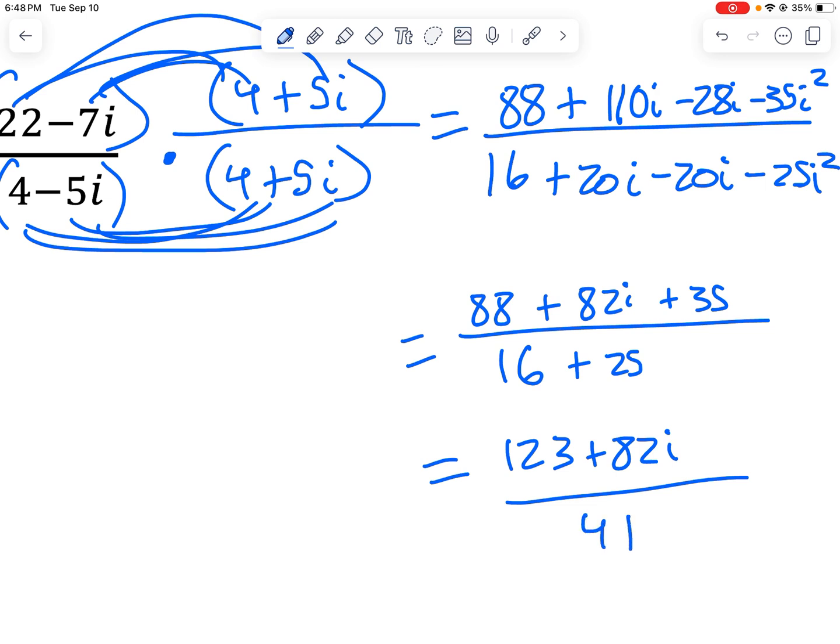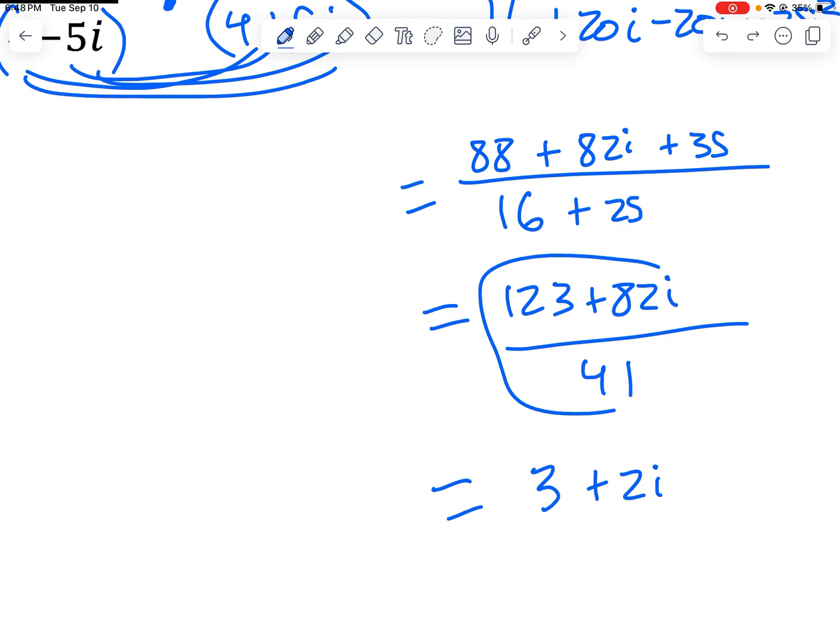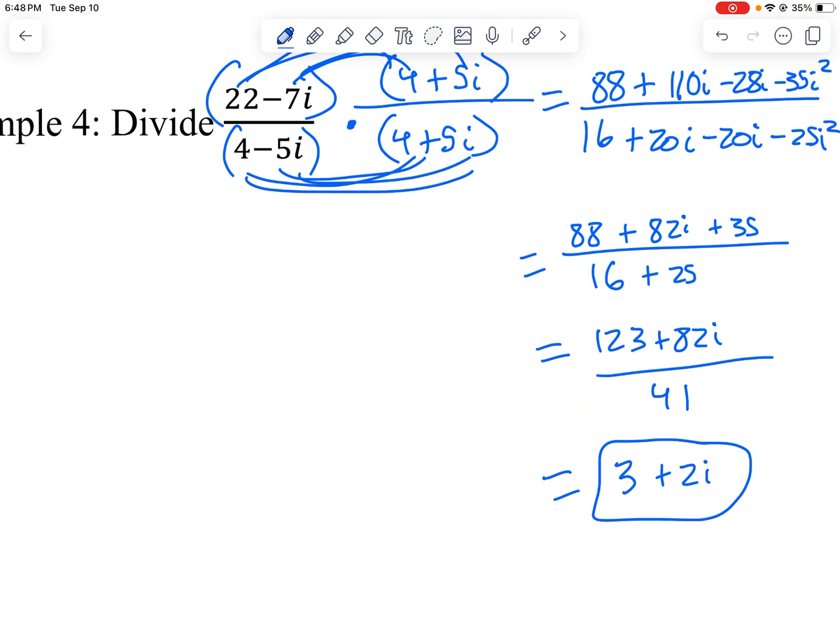And I wonder if 41 does go into all 3 of those, strangely enough. 123 divided by 41 is 3. 82 divided by 41 is 2. So we got 2i, and this one, again, turns out to be nice. If this happened to be 40, then we would just stop here, but it happens to go into both of them, so we'll simplify a little bit more.